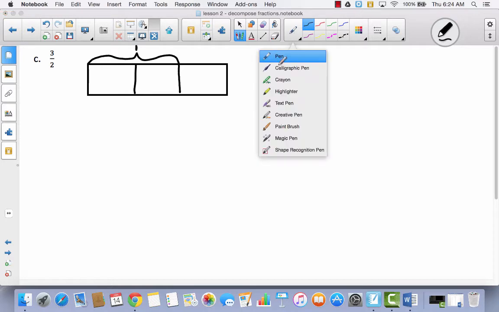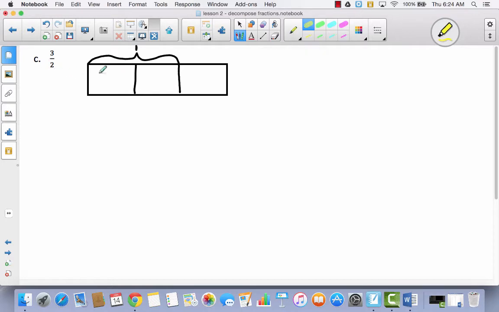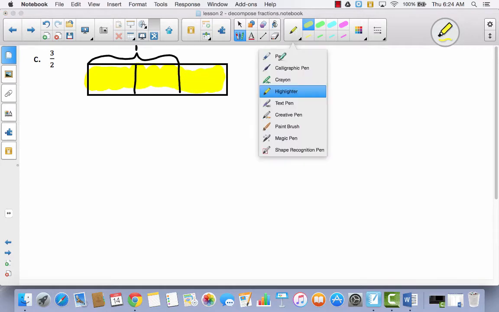So we're going to go ahead and shade. I'm going to use my highlighter so that you don't have to watch me color. You're going to use your pencil and you're going to lightly shade this in. We're not going to spend a lot of time coloring.